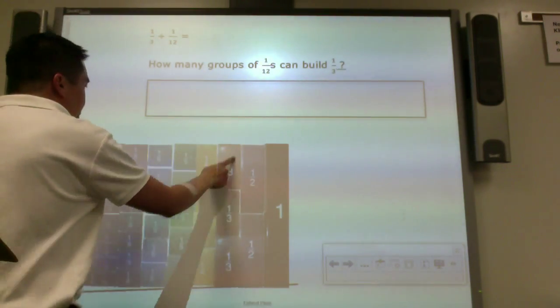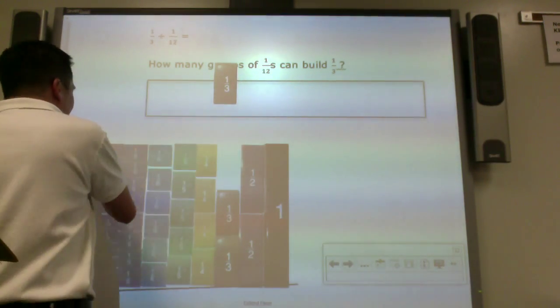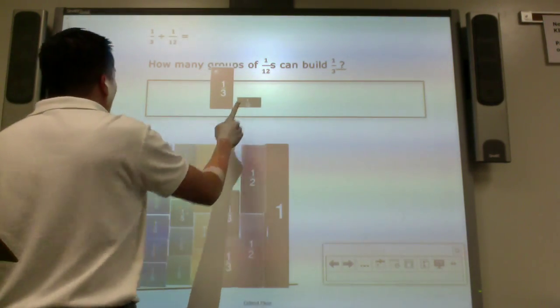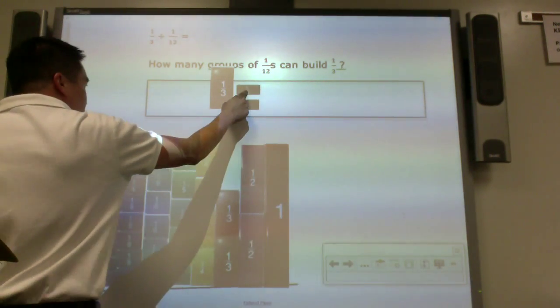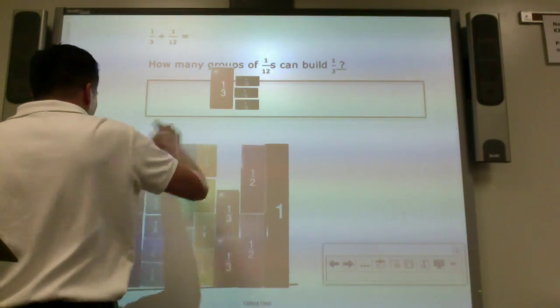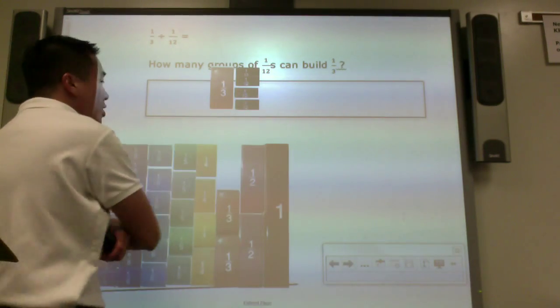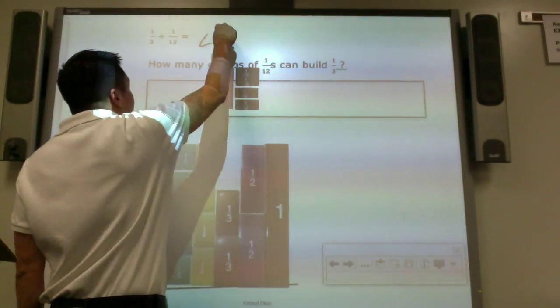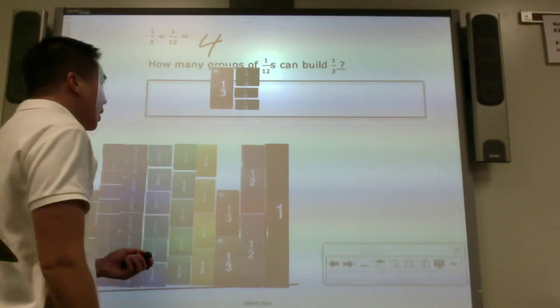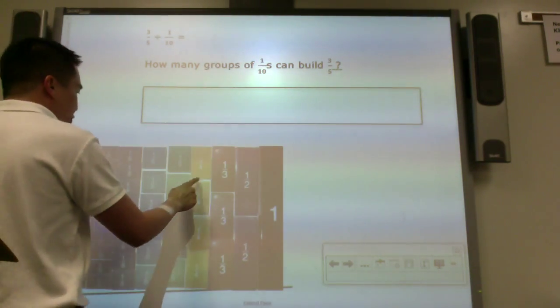You have 1/3. They want to know how many 12ths go into 1/3. I say 1/12, 2/12, 3/12, 4/12. How many groups of 1/12 go into 1/3? 4 groups.